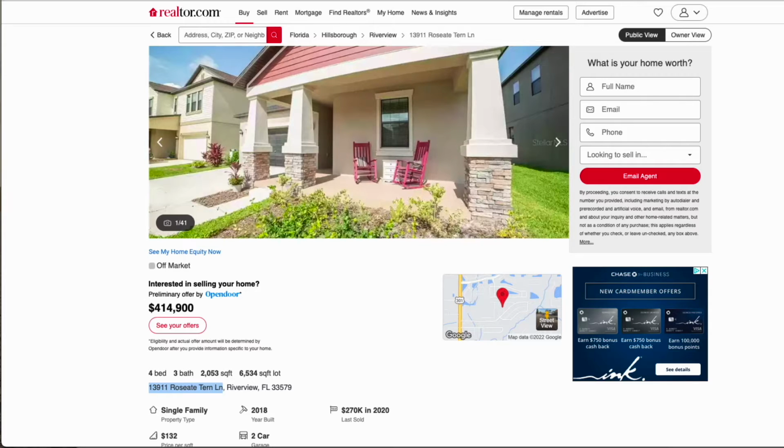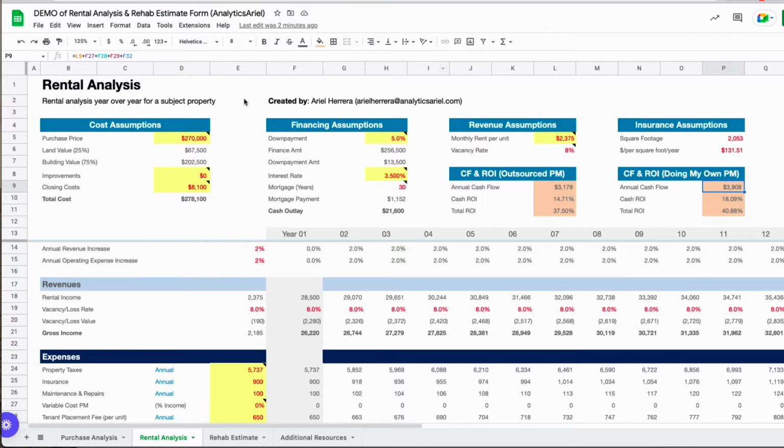In this video, I'm going to show you how you can take a property and plug it into the rental analysis and rehab form so that you could estimate what your cash flow would be year over year and track to see how good of an investment this property would be.